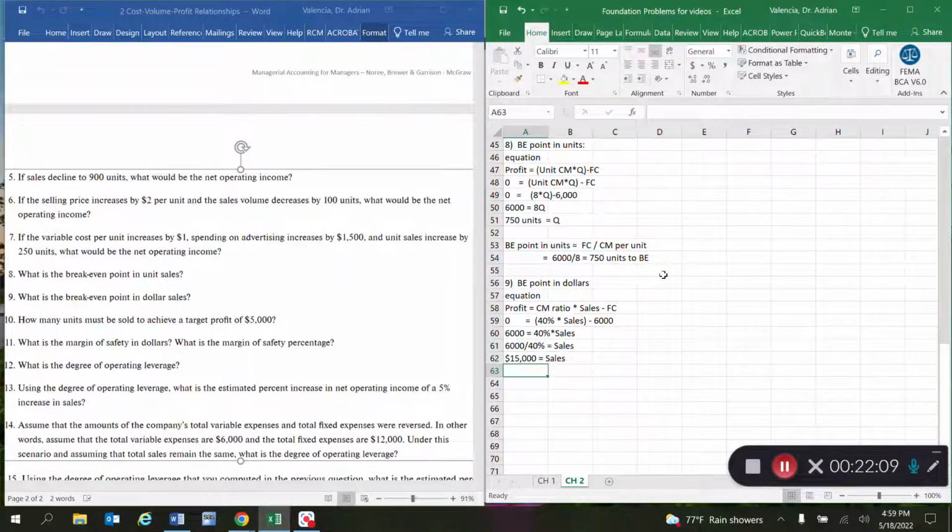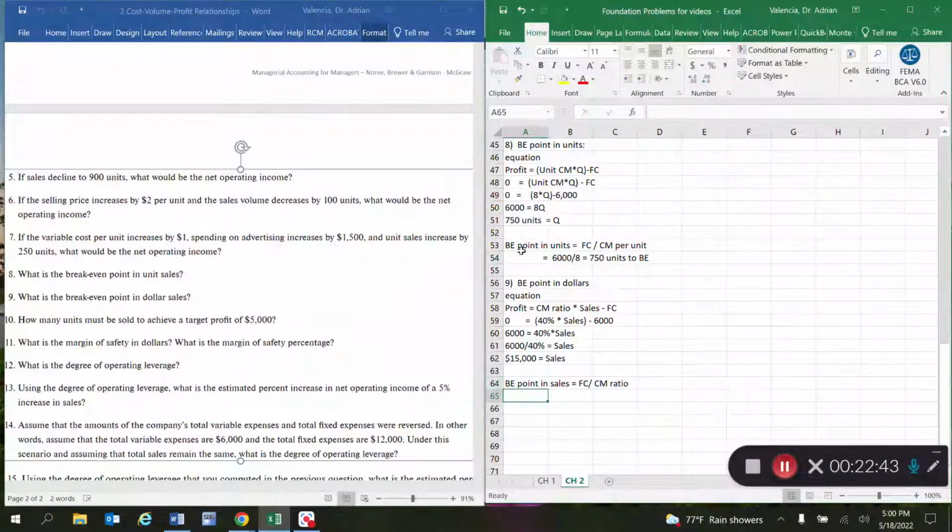So in other words, for us to break even, we need to have $15,000 worth of sales. And by the way, that's the same as the 750 units here, because if you multiply the 750 units times the sales price of 20, you get that 15,000. Another way of doing it, break-even point in sales, in dollars, is fixed cost divided by contribution margin ratio.